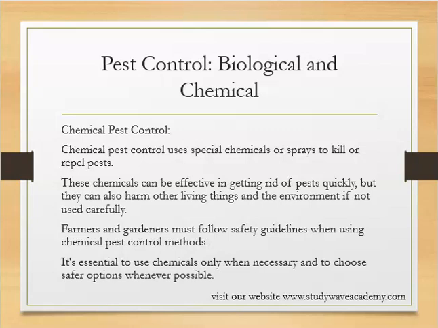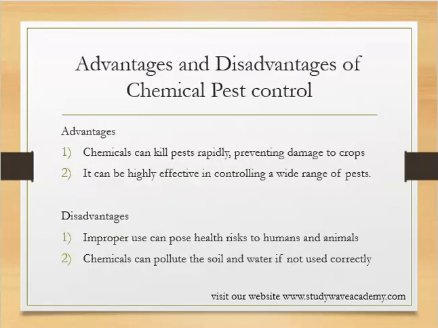Just like we have the advantage of the biological pest control and the disadvantage, we also have advantages of this chemical pest control and the disadvantages. Remember, everything has its advantages and its disadvantages. Everything has bad and good. It depends on which one is more. Okay, so the advantages of chemical pest control.